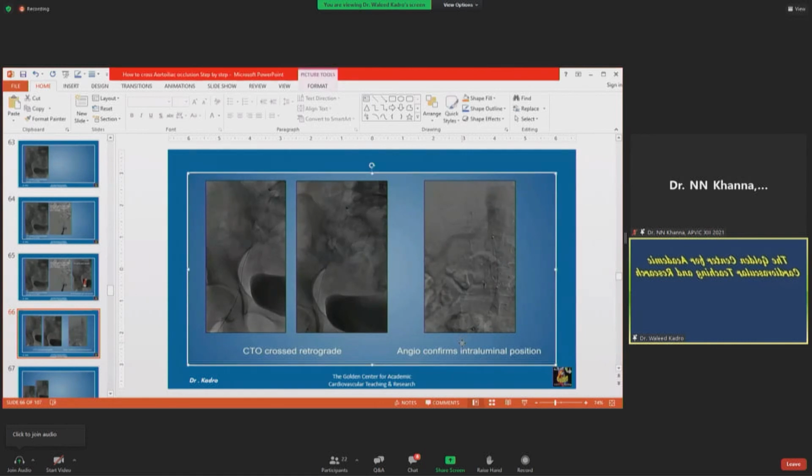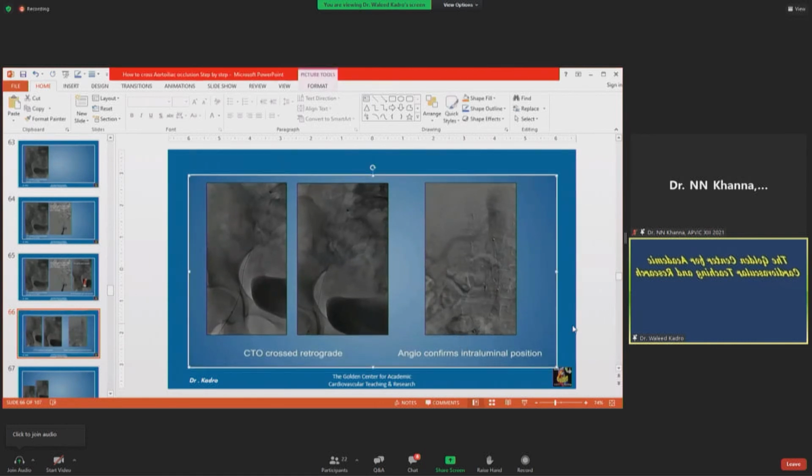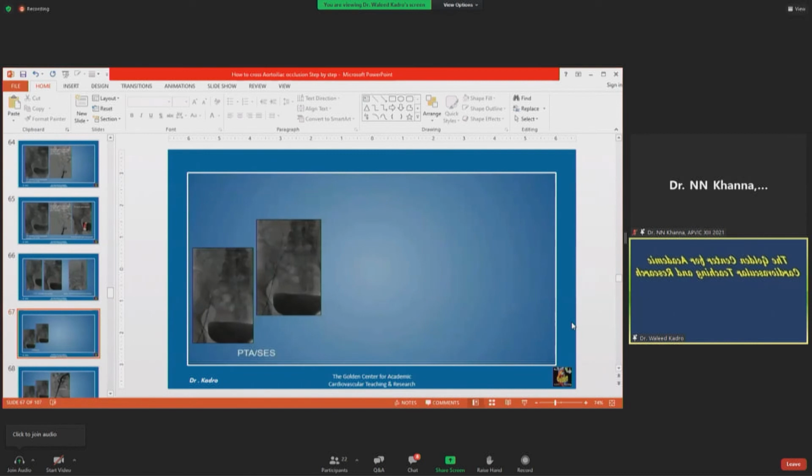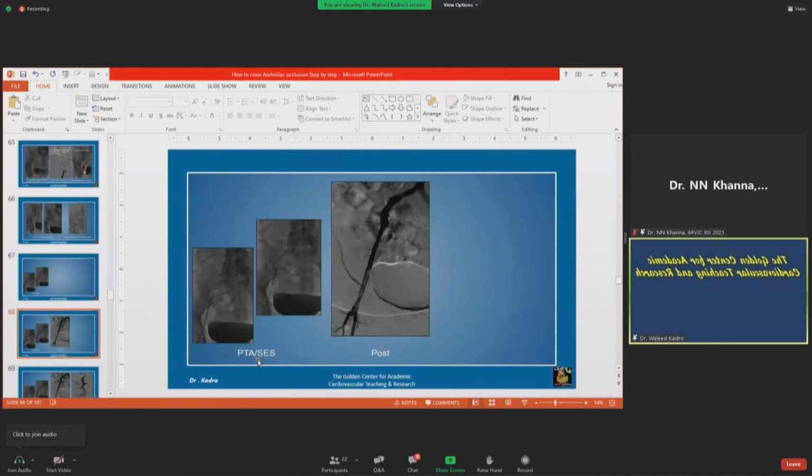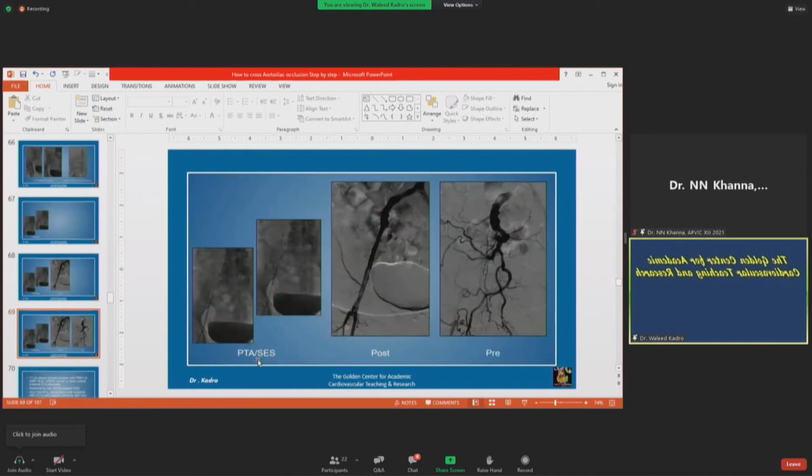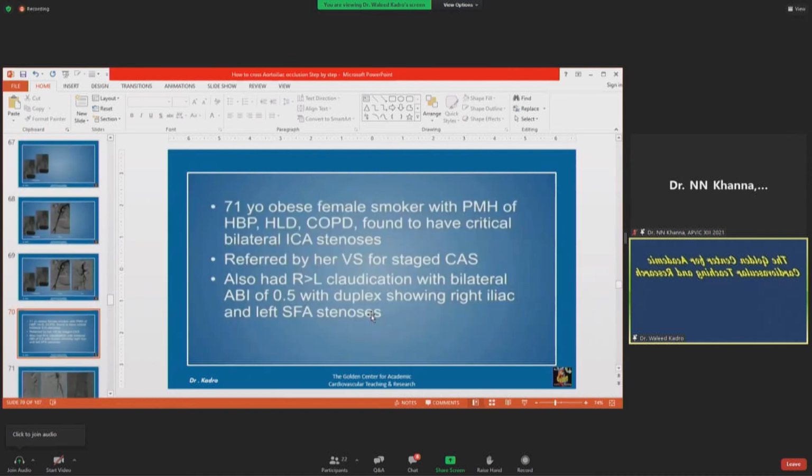this should show an angiogram. Anyway, you asked me not to use the presentation mode. So this is the PTA, and then we were able to stent. This is the post. So we compared the pre and the post, that we opened the total occlusion. I think I still have time for the last case.